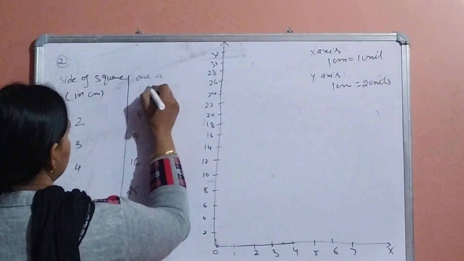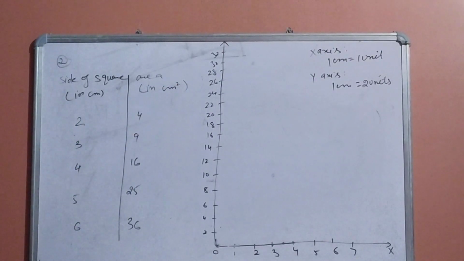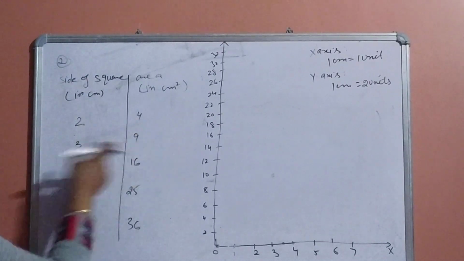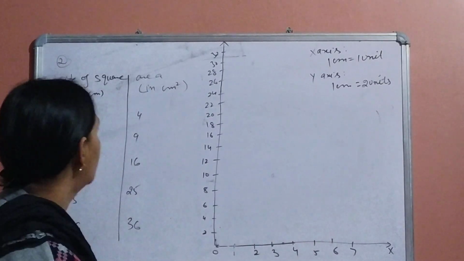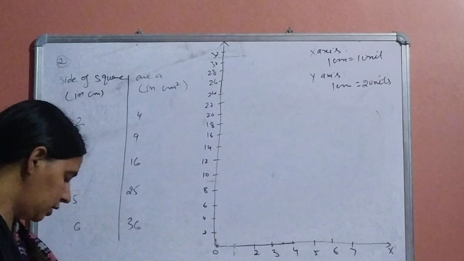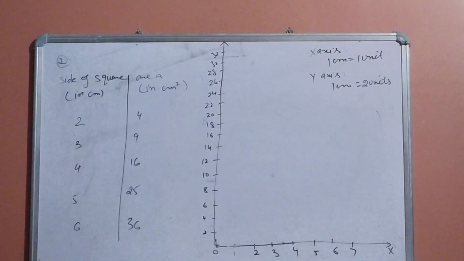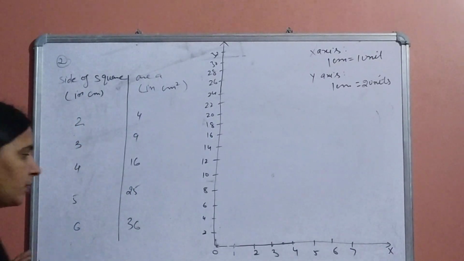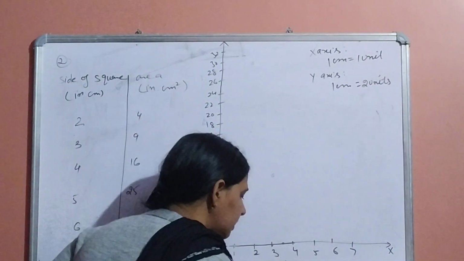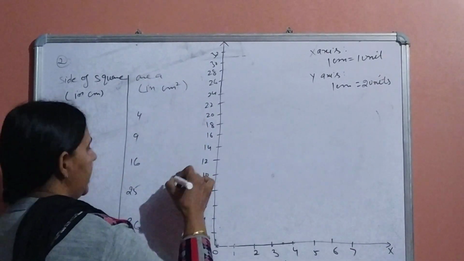Side is given in centimeter and area is given in centimeter square. We know the unit of area is centimeter square, unit square. When side is 2, 2 square is 4, 3 square is 9, 4 square is 16, 5 square is 25. Area is side square. Now you have to draw this graph and check whether it is linear or not. Now obviously side is independent because the value of area depends on the side. If side is 2, then area is 4; as side is changing, area will change. On the x-axis we are taking the independent, that is side, and here we are taking area.